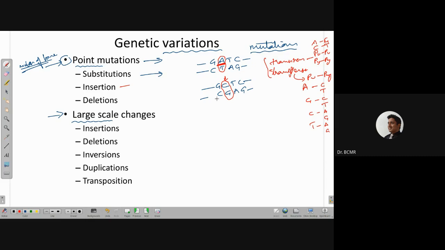Insertions, you may have, say, for example, if this is the wild type, we have a sequence GAATC.